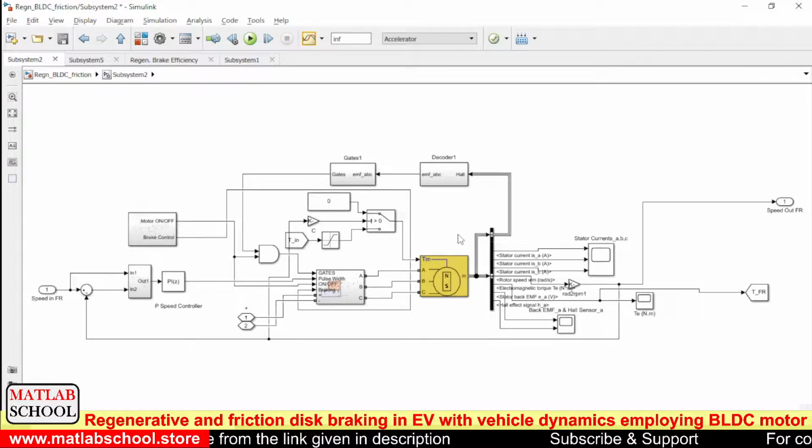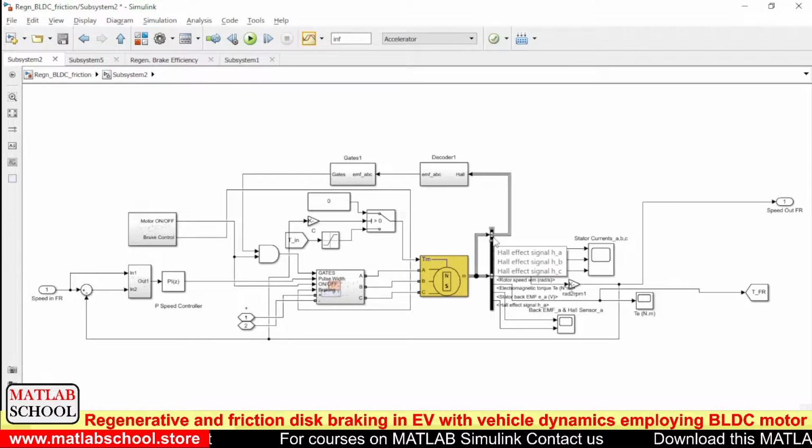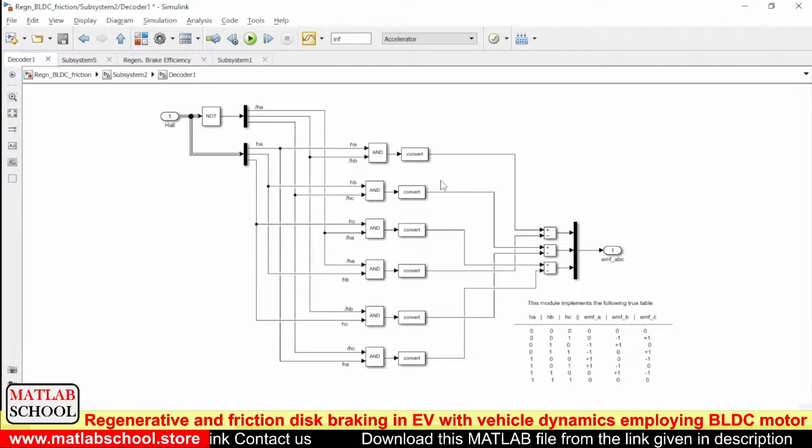So the BLDC motor, as you know, will be sensing the position of the rotor so that the corresponding stator windings can be excited. So to measure the position of the rotor, we are using 3 Hall sensors. The output of the Hall sensors is given as input to the decoder block. So this decoder block will convert the Hall values to corresponding EMF values. Basically, what we are doing here is we are predicting the direction of the back EMF. It can be at the positive side or it can be at the negative side.